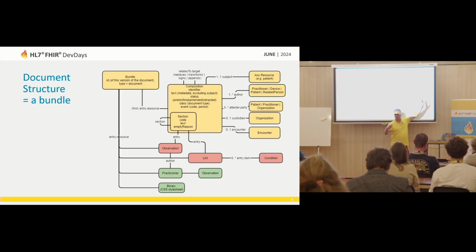Who wrote it? Why did they write it? What encounter, what patient does it belong to? What's the document type? Is this a discharge letter or a medical summary? What sort of document is this? And then as part of that, we have a structure that's part of this FHIR resource. That's a repeating recursive structure. That's our sections with the human readable text.